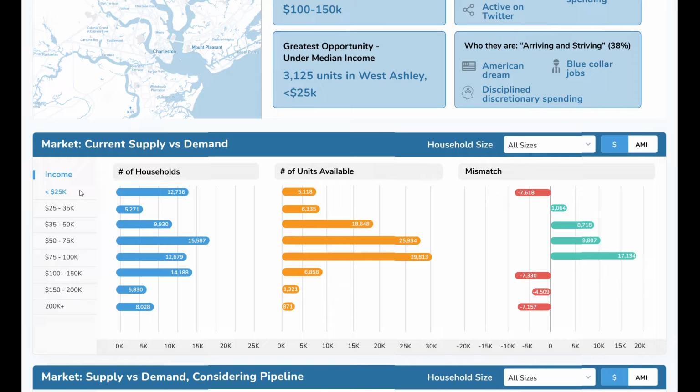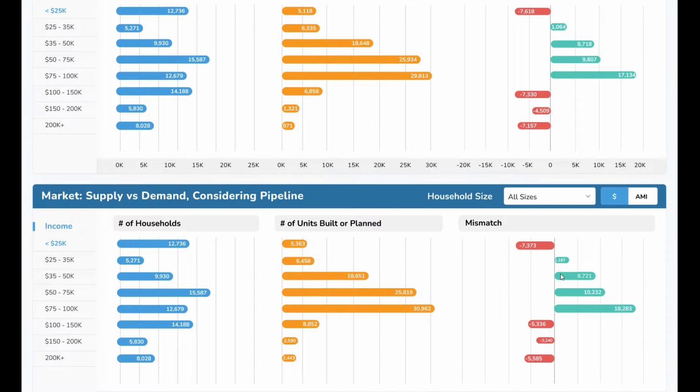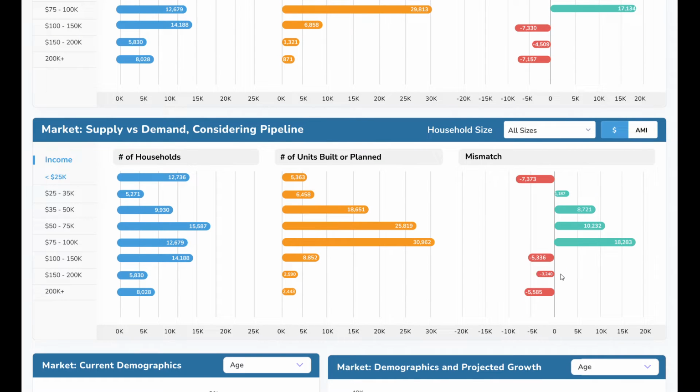In this case, you'll notice that there's enough inventory for those making between $25,000 and $100,000 per year, but a mismatch for those making less than $25,000 per year, and a mismatch for those making over $100,000 per year. The current supply and demand analysis is important and helpful, but as decisions are being made for the future, it is also important to know what's in the pipeline and how it affects the supply, demand, and mismatches.